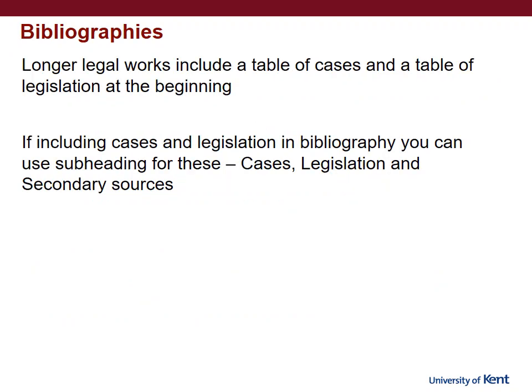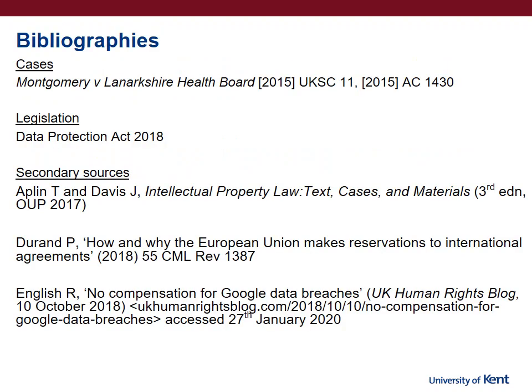Longer legal works include a table of cases and a table of legislation at the beginning. If including cases and legislation in your bibliography, you can also use subheadings for these, such as cases, legislation and secondary sources. Using the citations from earlier will really help you to create your bibliographies. So again, here's an example of how this might look as your bibliography list. You can see you've got the headings there for cases, legislation and secondary sources, and then they are listed alphabetically within those, using the author first, followed by their first name's initials.